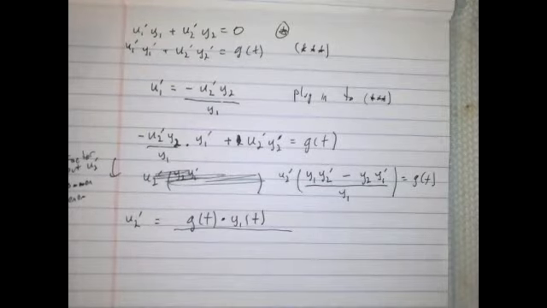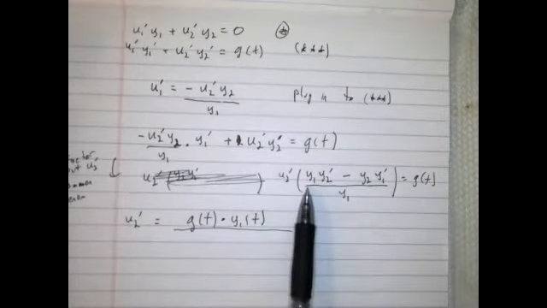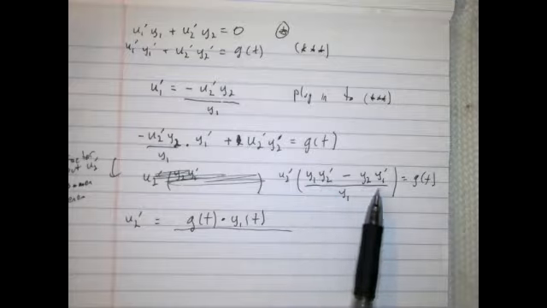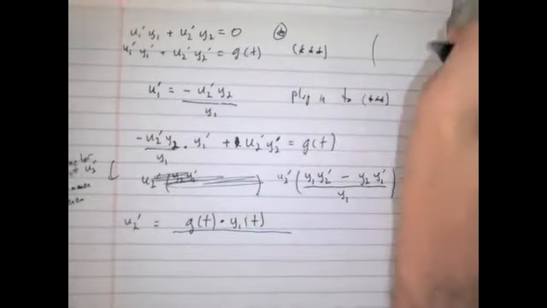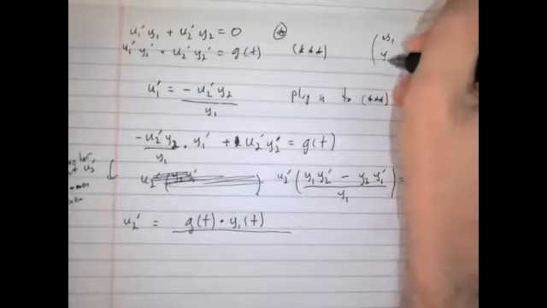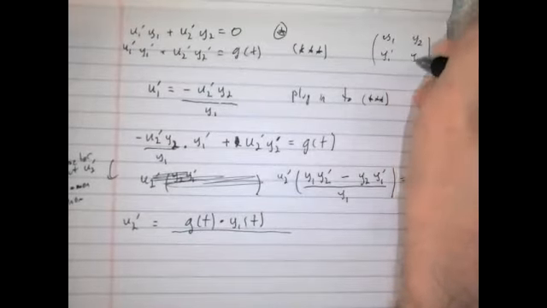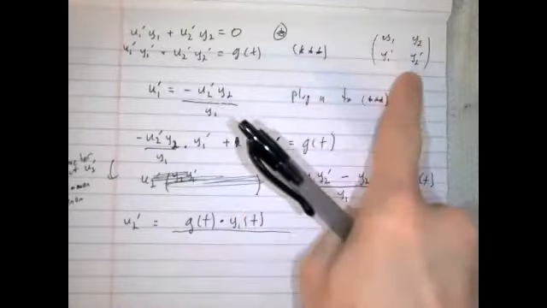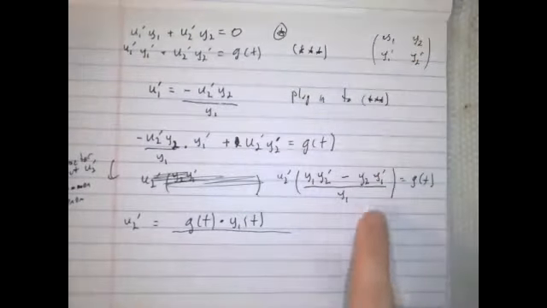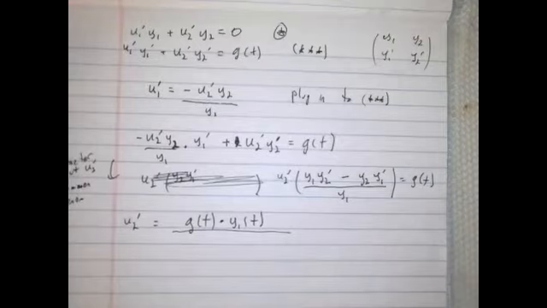It's a product rule. I don't disagree, but it's the opposite of a product rule. It is a determinant. It is a Wronskian. y1 y2 prime minus y2 y1 prime, remember? The determinant of y1, y1 prime, y2, y2 prime, which is y1 y2 prime minus y2 y1 prime. Oh, look at that. Math is beautiful.